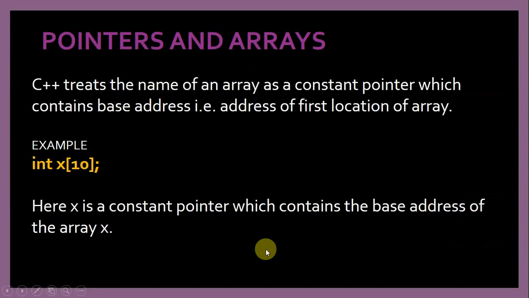Now let us talk about pointers and arrays. C++ treats the name of an array as a constant pointer which contains the base address, that is the address of the first location of the array. So if you take an example, if we declare an integer type array and its name is x of size 10, then in this case x is a constant pointer which contains the base address of the array x. So the name of the array always contains the base address of the array, that is the address of the first location of the array.